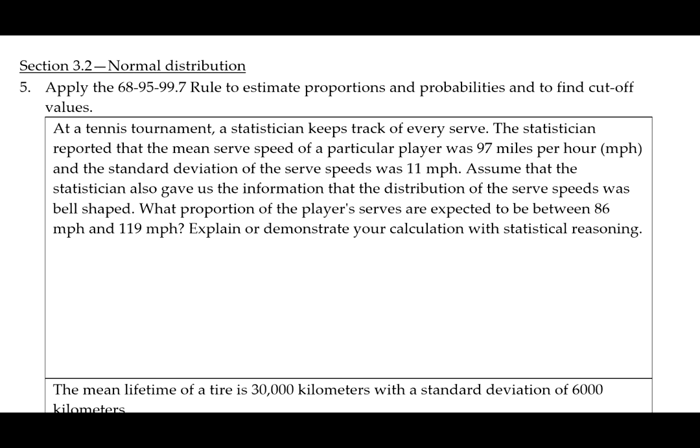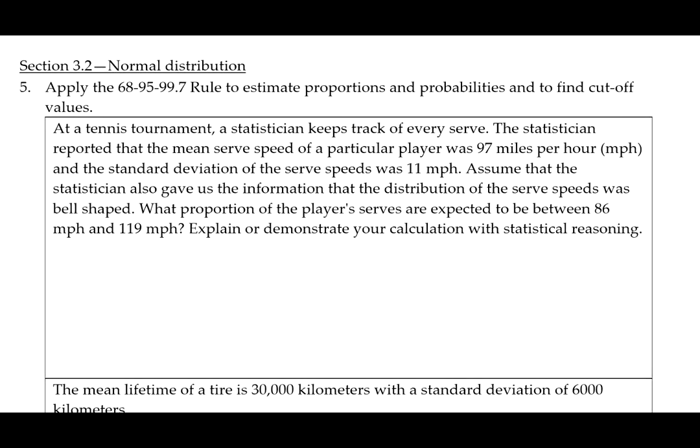The fifth and final learning objective in section 3.2 is to apply the 68, 95, 99.7 rule to estimate proportions and probabilities and to find cutoff values. Here's the first example. At a tennis tournament, a statistician keeps track of every serve. The statistician reported that the mean serve speed of a particular player was 97 miles per hour, and the standard deviation of the serve speeds was 11 miles per hour. Assume that the statistician also gave us the information that the distribution of the serve speeds was bell-shaped. What proportion of the player's serves are expected to be between 86 miles per hour and 119 miles per hour?